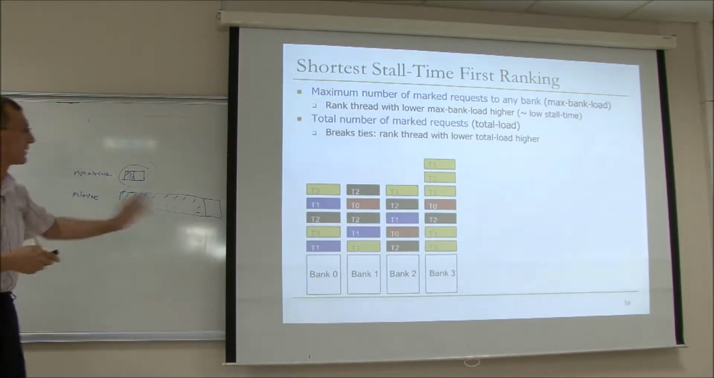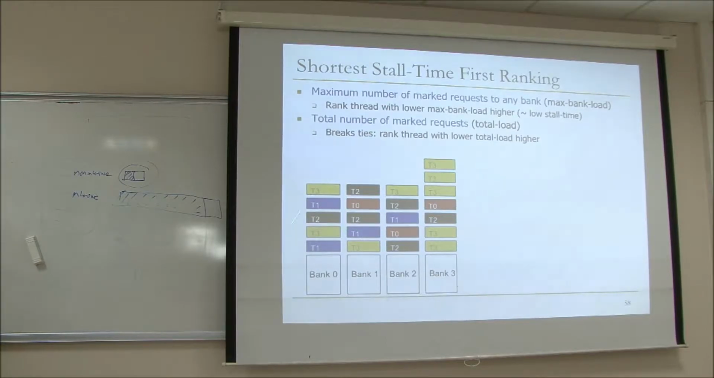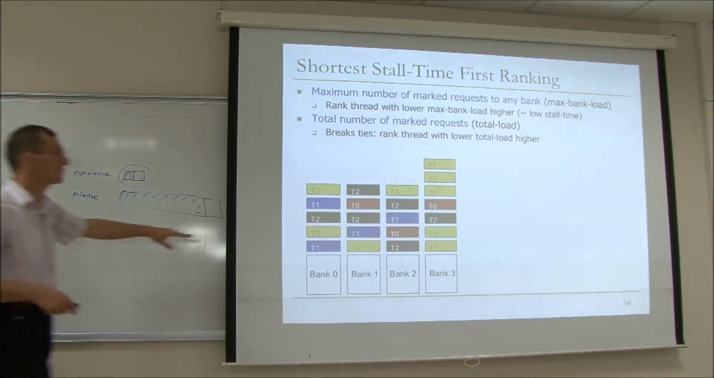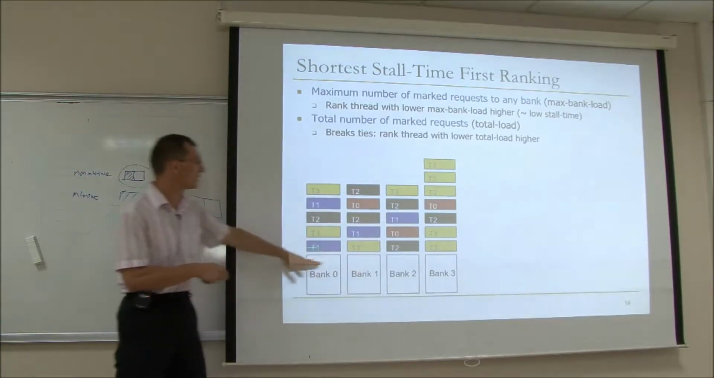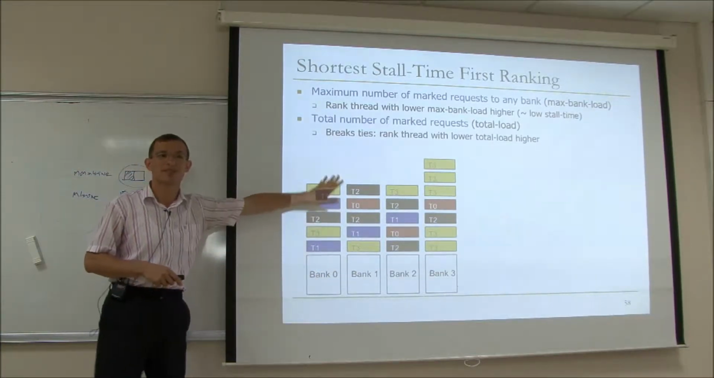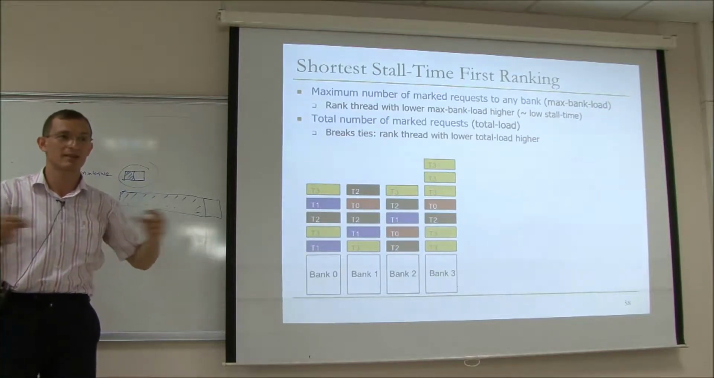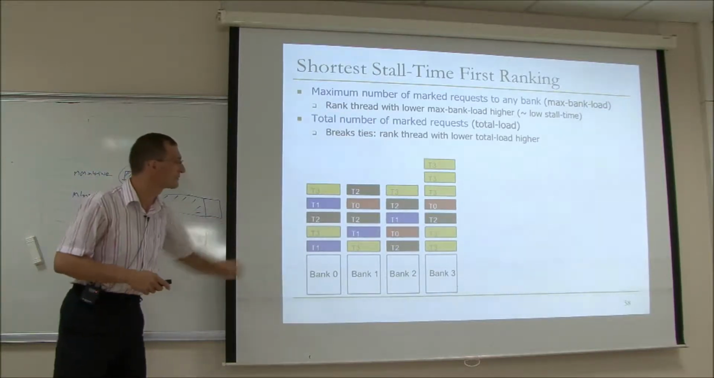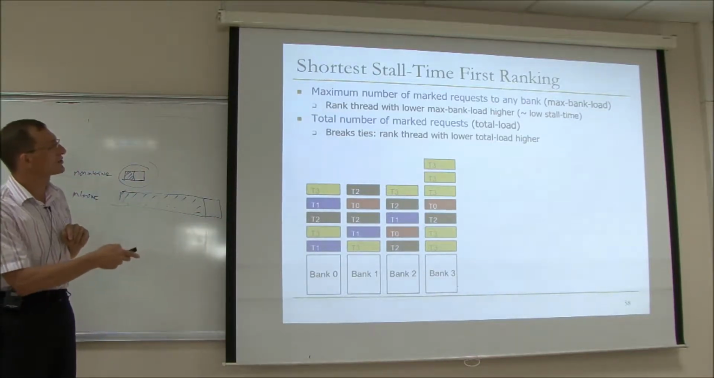Let me give you a pictorial example that's a little bit more complicated. You have 4 banks and 4 different threads. And I'm going to assume that everything is a row conflict here. The paper has an example with row hits, where there's a row buffer and you get row buffer hit requests. So let's compute these two values for every one of these threads.